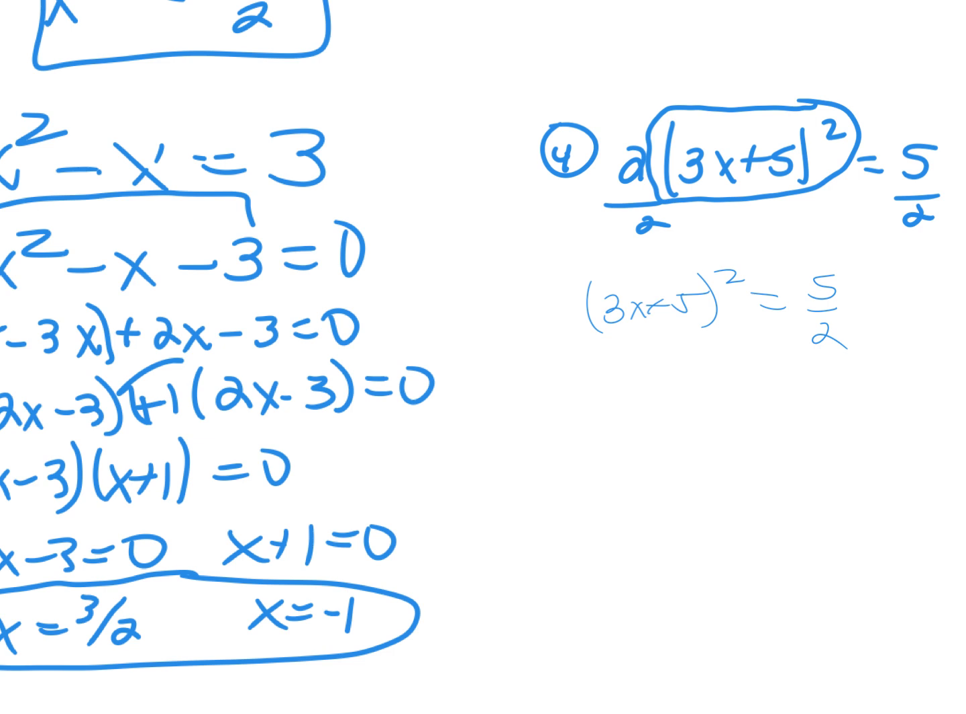Now, we've talked about this. You can write out 3x plus 5 times 3x plus 5, FOIL it out, move the 5 halves over and see if it'll factor. With a fraction and all that, probably not.